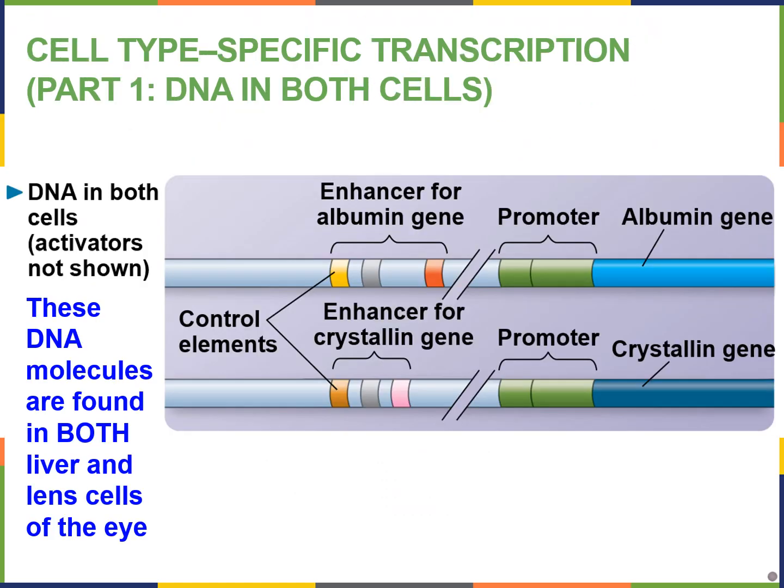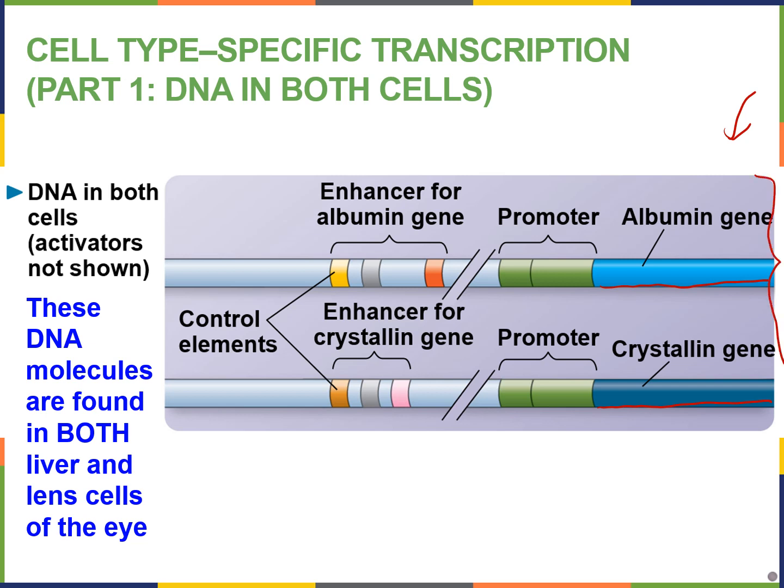So at the beginning of this chapter, I mentioned that all of our genes are present in all of our body cells. Well, pretty much all of our body cells, with a few exceptions like red blood cells. So that means all 46 chromosomes are present, and all of those genes in those chromosomes are present in pretty much most of our body cells. One example we're going to look at is here. We have 2 genes, a gene for albumin, which is a protein made by the liver, and a gene for crystallin, which is a type of protein made in the eye.